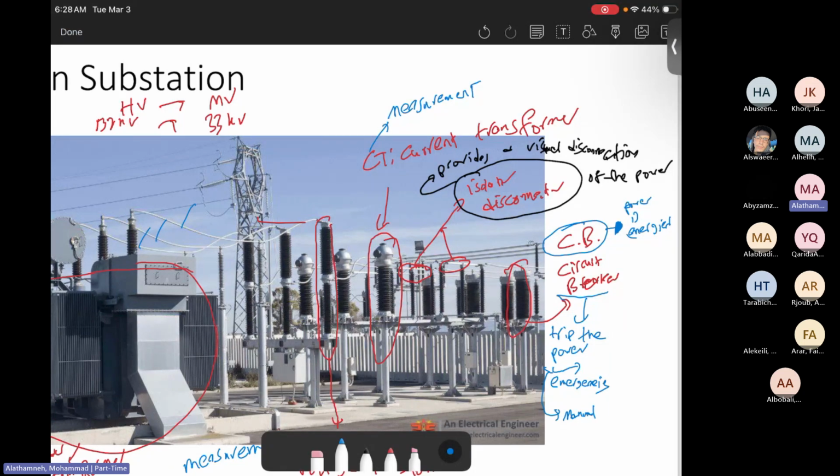And it can serve as a backup in case of circuit breaker failure. If there was a failure due to mechanical issues in the circuit breaker, they would see a big spark when the isolator is disconnected. So that's the major components of the substation, and again, we will talk about this in more detail later as well.